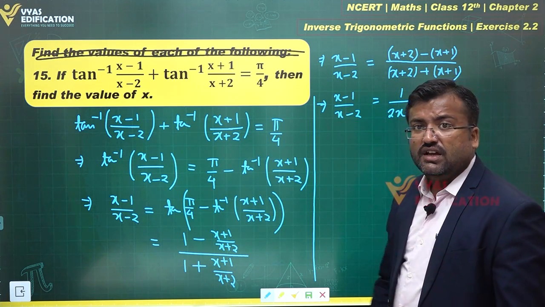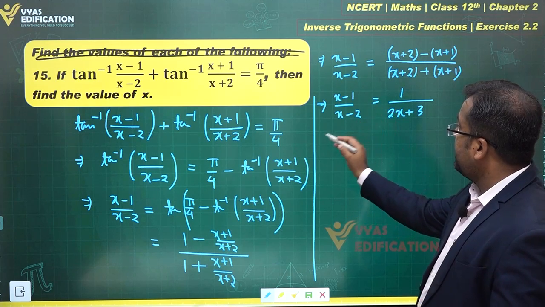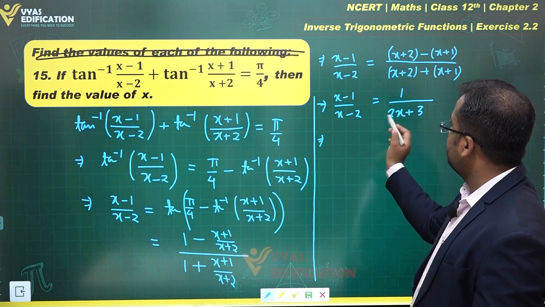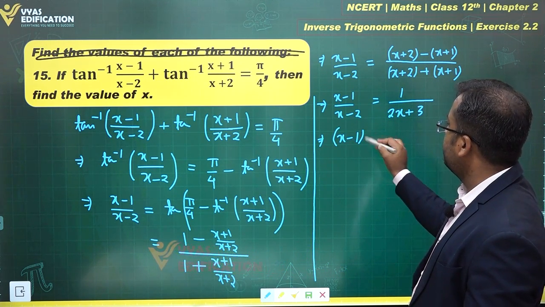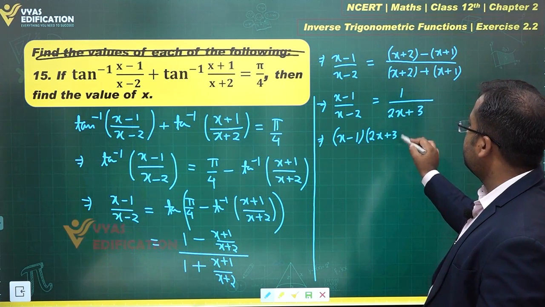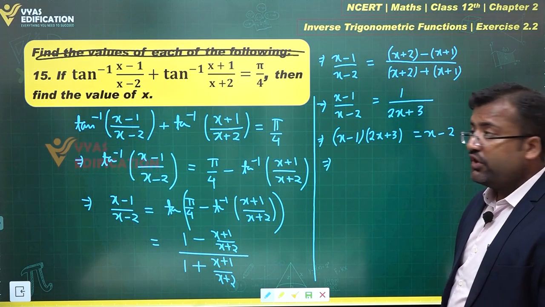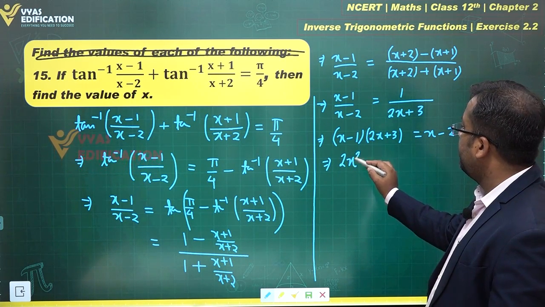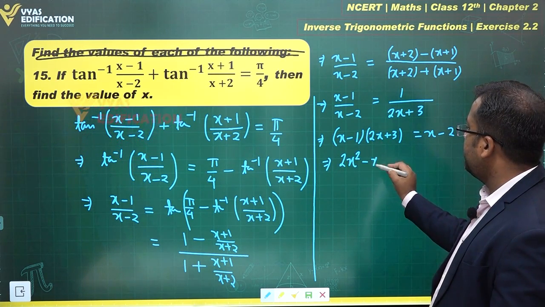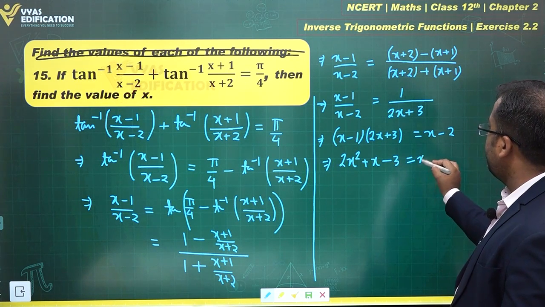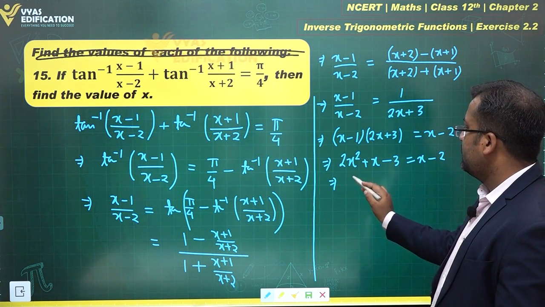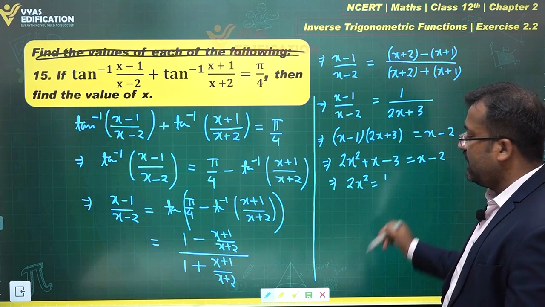Now you're simply supposed to cross multiply and solve for x. This is 2x plus 3, x minus 1 times 2x plus 3 is equal to x minus 2. Let's simplify this. This becomes a quadratic, right? This is 2x square plus 3x minus 2x is plus x minus 3 is equal to x minus 2. Okay, so this gives me 2x square is equal to 1.